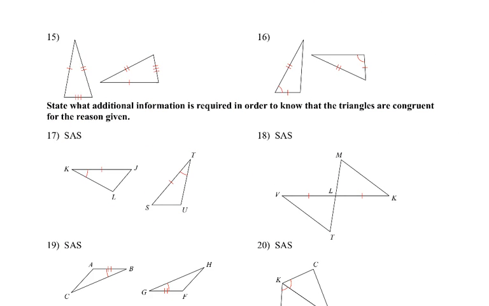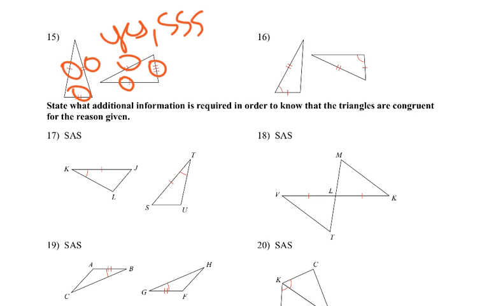15, that one should be really easy. 1, 2, 3 sides, 1, 2, 3 sides, yes, by side, side, side. Number 16, looks right, but notice that that angle isn't in between. It would have to be that angle, so no. Alright, there we go on those ones.